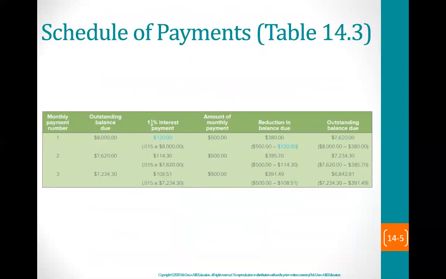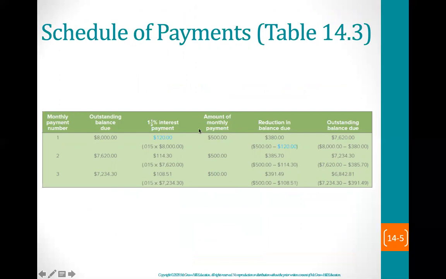So this is the example that we're going to work with: Abby buying the $8,000 dining room set. So she has the $8,000 dining room set, and she says that she's going to pay $500 a month.